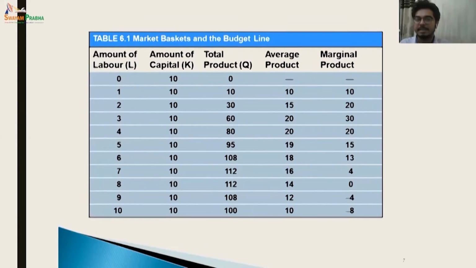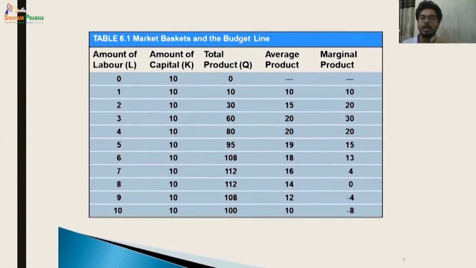Over here, let us understand it's a borrowed table. It gives an idea of a hypothetical production process where you can see the amount of labor is changing 0, 1, 2, 3, 4, 5, 6, 7, 8, 9, 10, whereas the amount of capital is fixed at 10. Right? 10, 10, 10, 10, 10. The total product is changing. When we did not have any labor, we just had capital, then how much were we producing? Let us assume that the total product was 0.